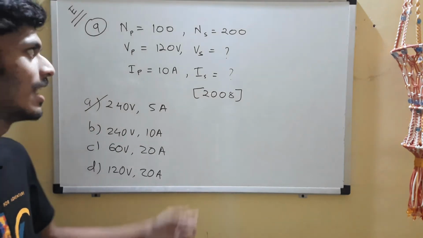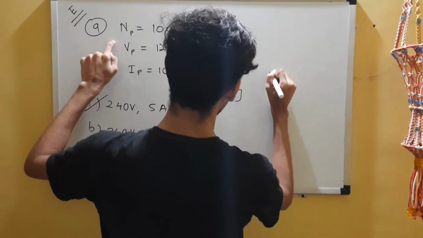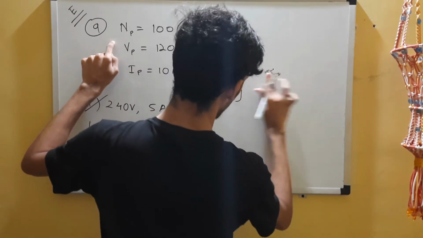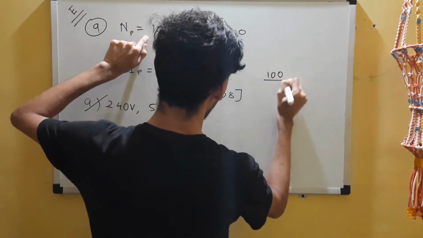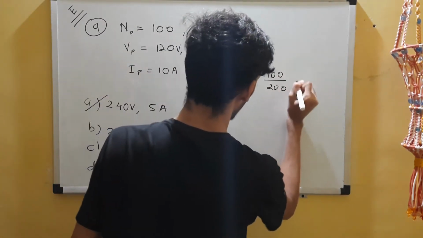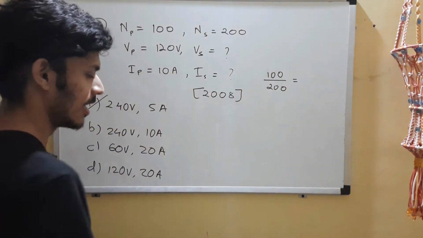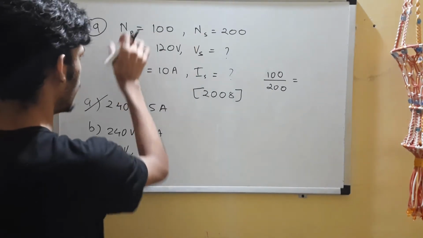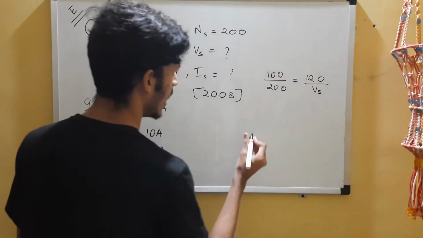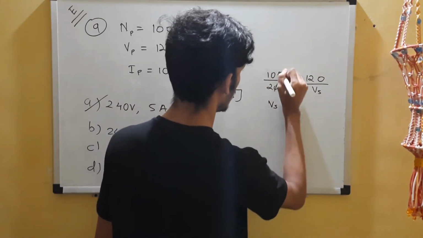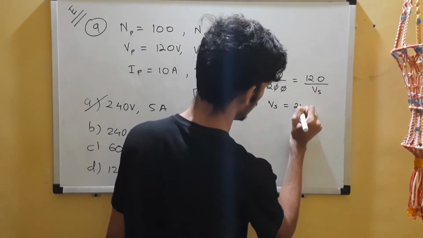Again, for those who didn't get it, let's do it by writing. Let's not just do it verbally. So NP by NS. Let's directly substitute. You can follow me. So NP by NS is 100 by 200, and let's find the voltage first. There is a direct relation between the two, right? So NP by NS will be VP by VS. So VP, which is 120, divided by VS. So VS will be given as, this will get cancelled, and 2 into 120, that is 240 volts.